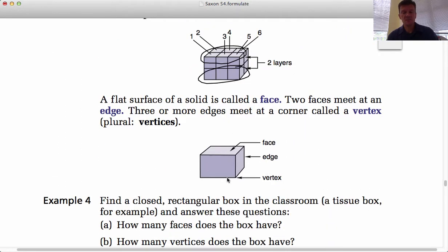Some terms here on your different geometric solids. As I've already mentioned, this is called the face. That's the flat portion, and there are 6 flat portions around this geometric solid. An edge is where 2 faces come together, and a vertex would be a single point where 3 edges meet. The plural of vertex is vertices.